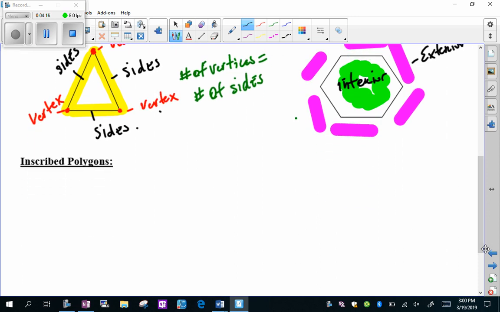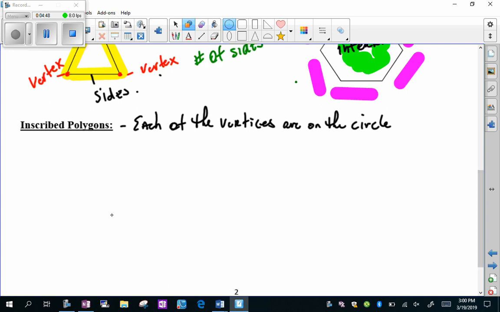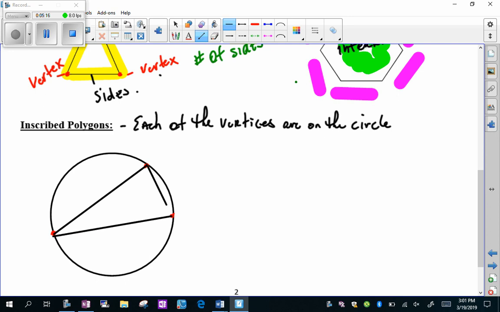Inscribed polygons. Okay, inscribed polygons are when each of the vertices are on the circle. So let's write that down. So each of the vertices are on the circle. Well, what does that look like? Let's get a circle. So if I have a circle here, I have my points. Those points are vertices. And then I'm going to have my polygon. So that triangle is inscribed in the circle, and that's important.